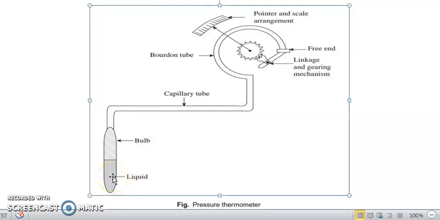The liquid will vaporize due to the hot metal temperature, and the vapor will travel through this capillary tube. The capillary tube is responsible for expansion in the Bourdon tube, because the vapor will carry the pressure with it. Due to the expansion of the Bourdon tube, this gearing mechanism linkage will change its position, and the pointer will show the temperature of the hot metal.